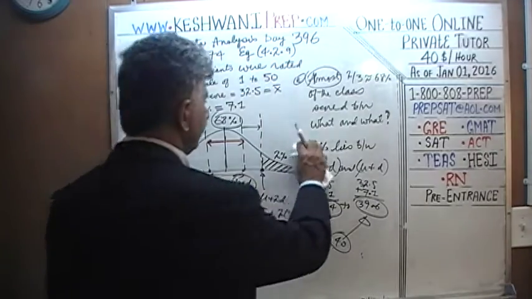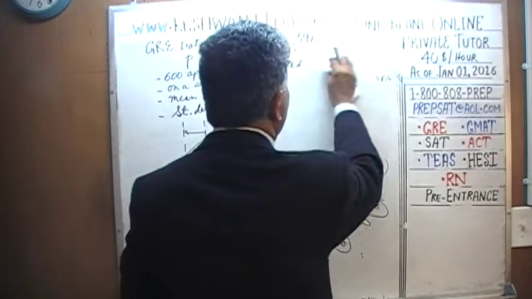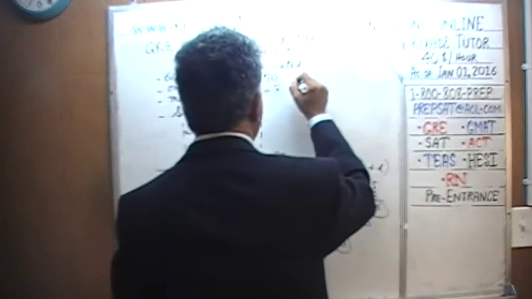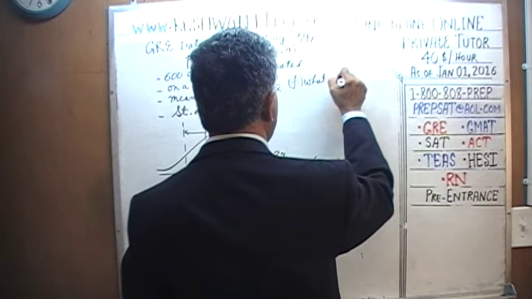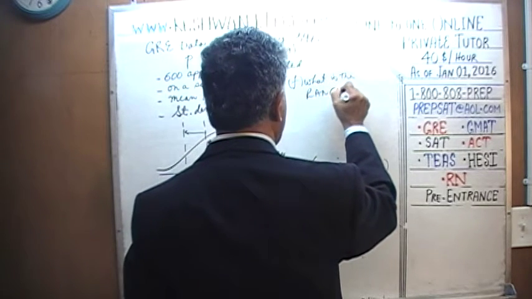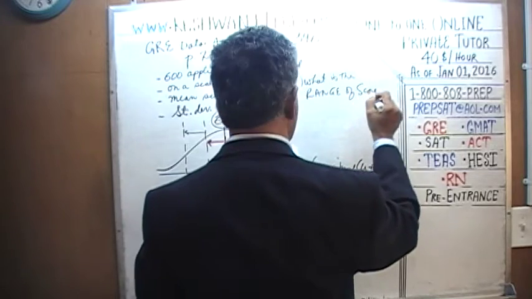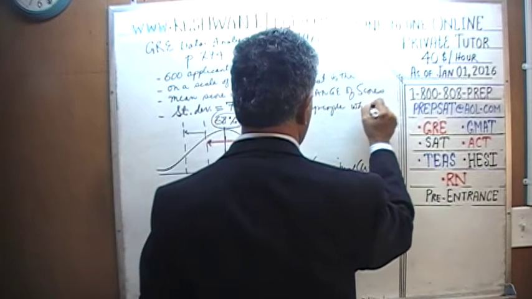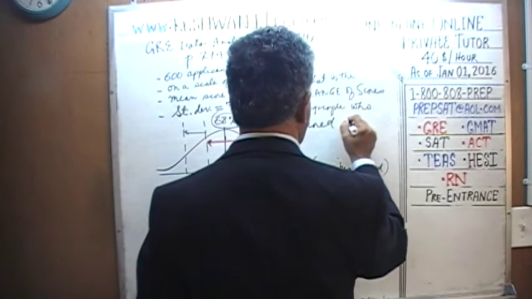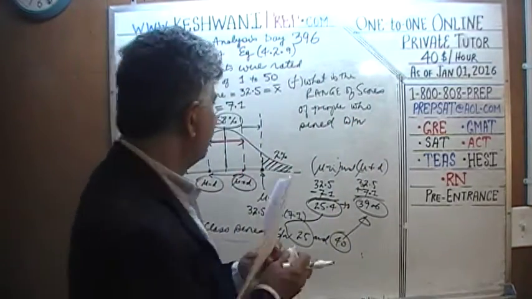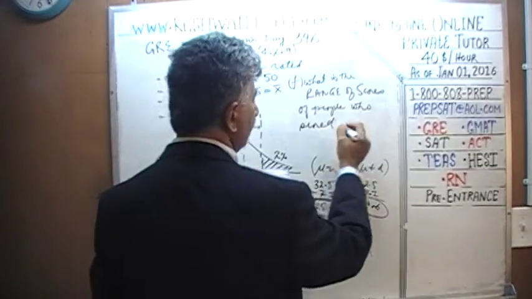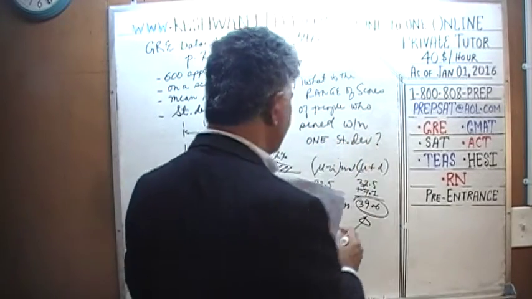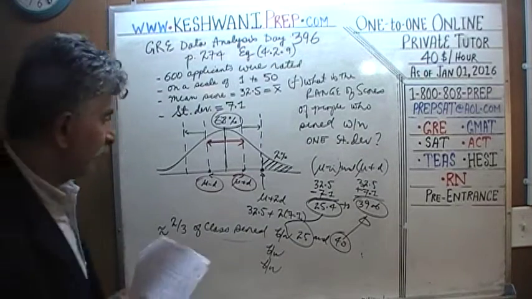Part F. What is the range of scores of people who scored within one standard deviation? Well, that's a damn silly question, isn't it? That's a bloody silly question, because we already know the answer.